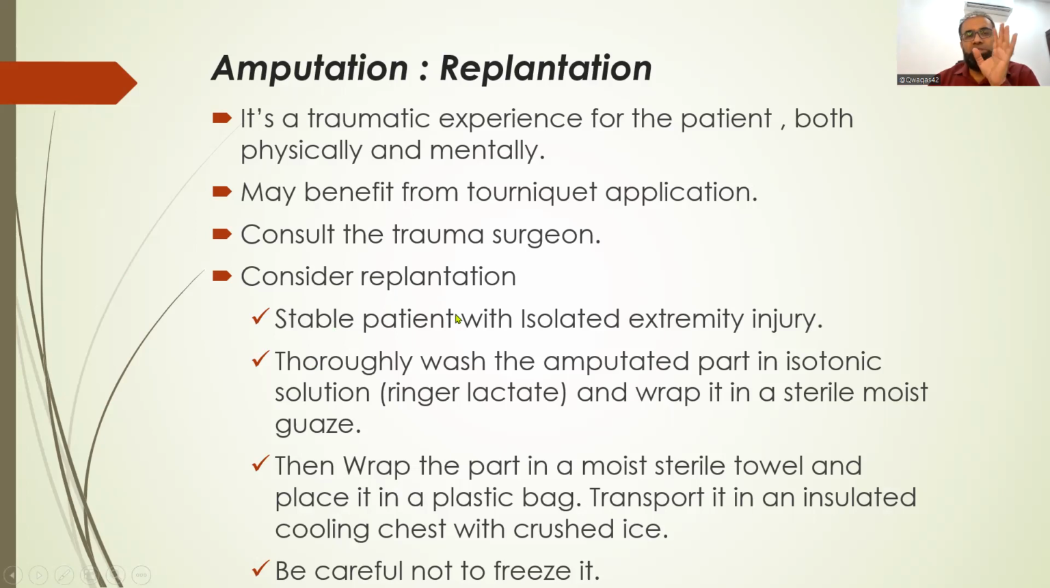So how will you save the limb and move him to the center? You will thoroughly wash the limb, put it in an isotonic solution like Ringer's lactate, then wrap it in a sterile gauze. Okay, then put that in a towel. That will be put in a plastic bag so that water is not contaminating it, because we will put that limb with the plastic bag over it in crushed ice to maintain a cold temperature. It should not freeze, but it should be cold enough to preserve it.